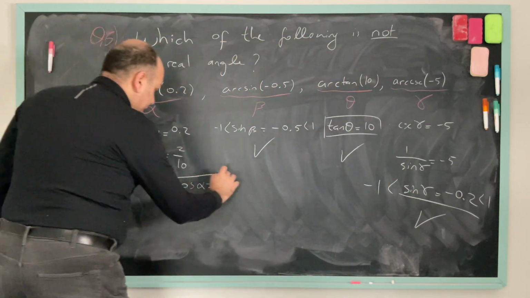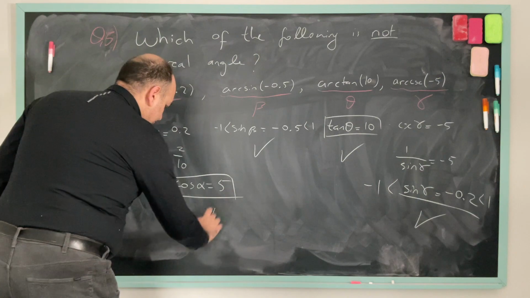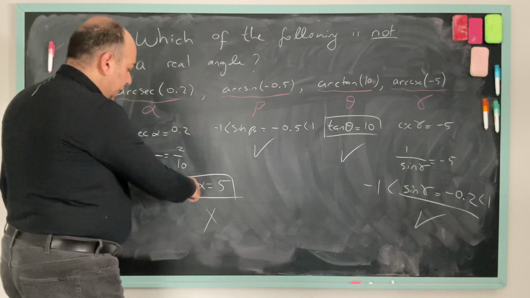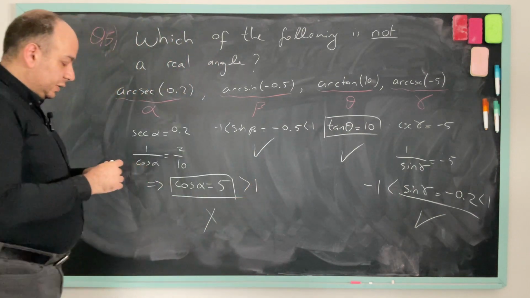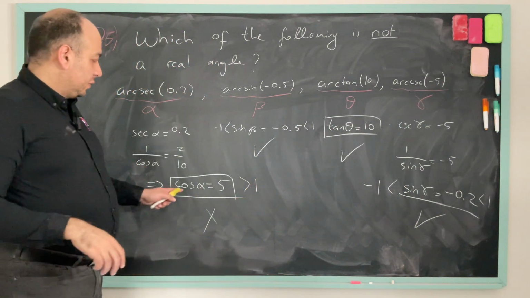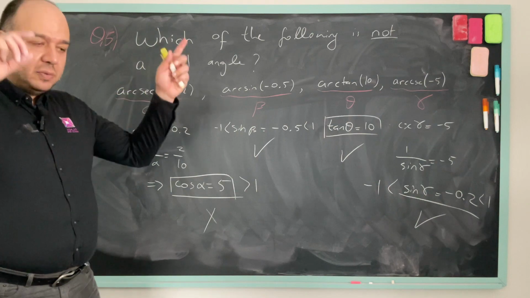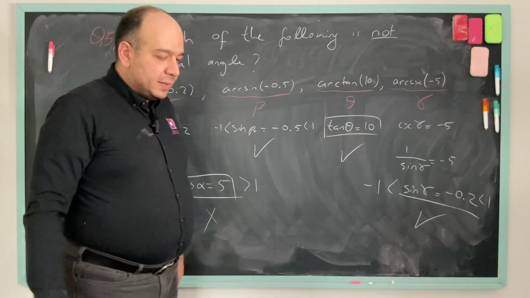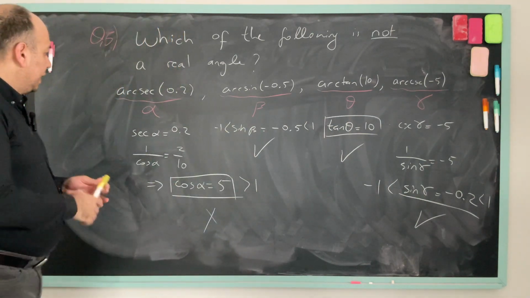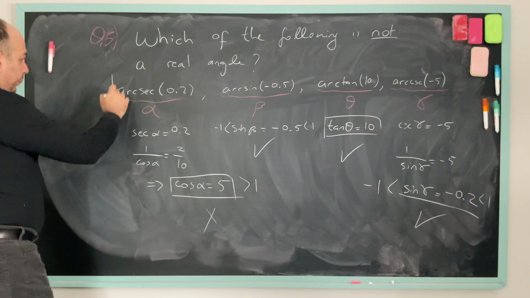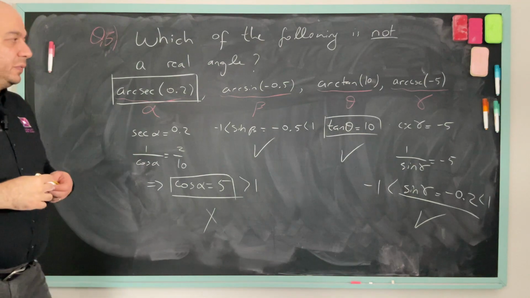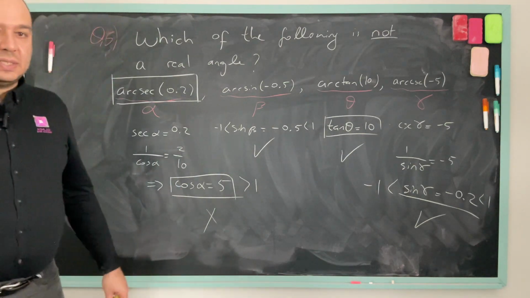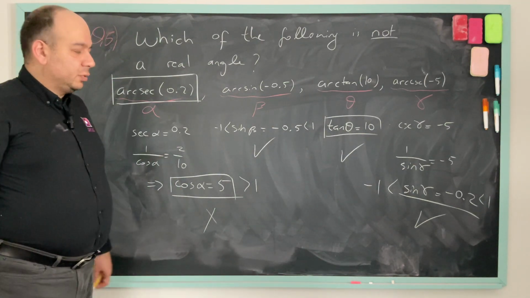However, cosine alpha doesn't check out because cosine alpha is 5 and it's actually greater than 1. So as we know, for real angles, cosine function is in between minus 1 and 1. Same thing for sine. So here the answer is this. This is not a real angle. So later on we will discuss how complex angles work, but it's not today's topic.